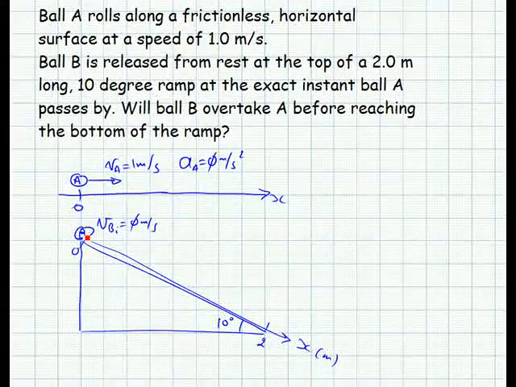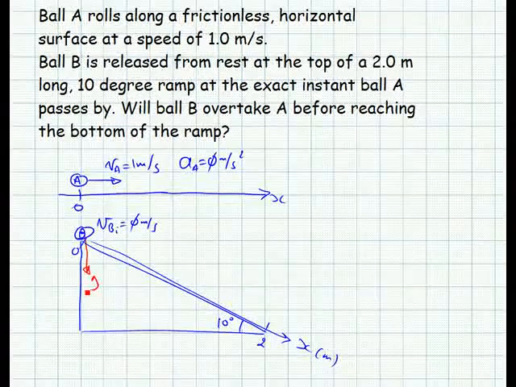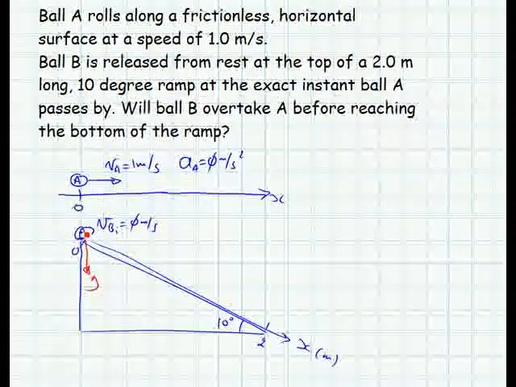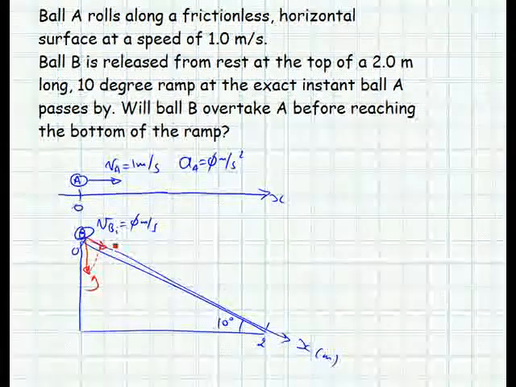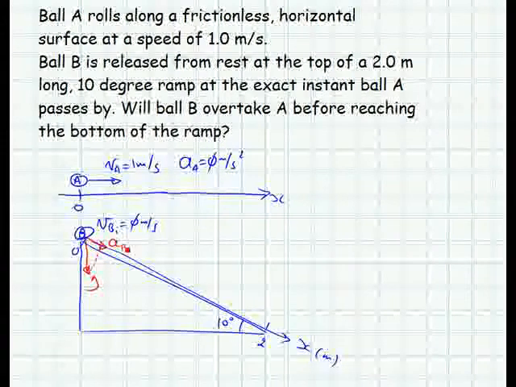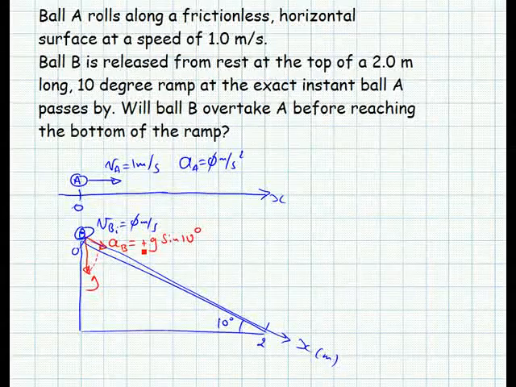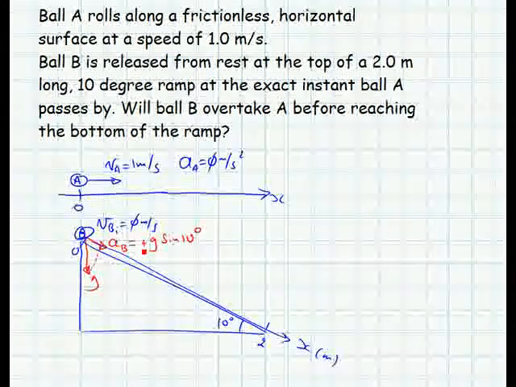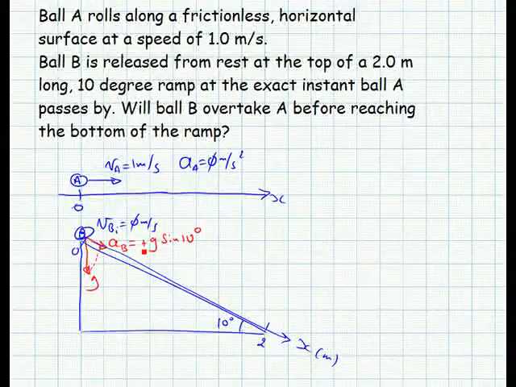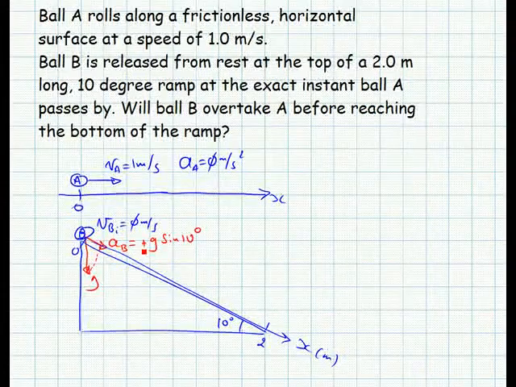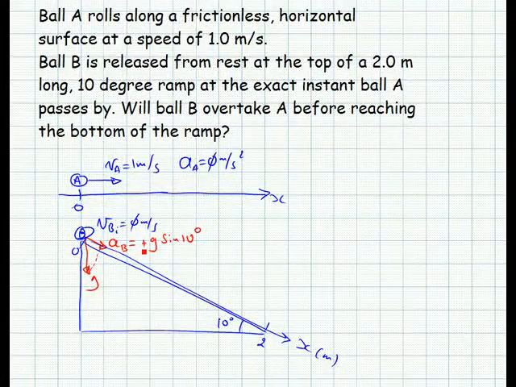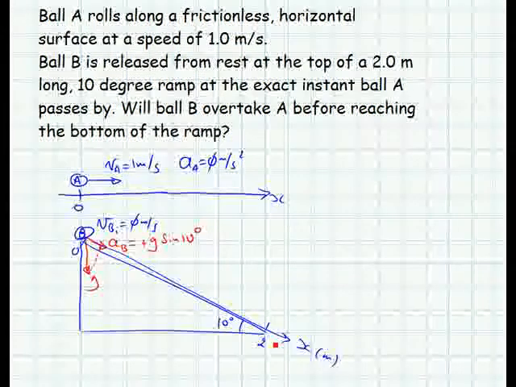And as far as acceleration goes, well, there is G acting on the ball B, so you care about the component of G along the motion, which is, this is A acting on B, which is equal to G sine of 10 degrees, and it's positive because the acceleration vector is pointing towards the positive end of the axis. Now the question is, will ball B overtake A before reaching the bottom of the ramp? The ramp is 2 meters long.